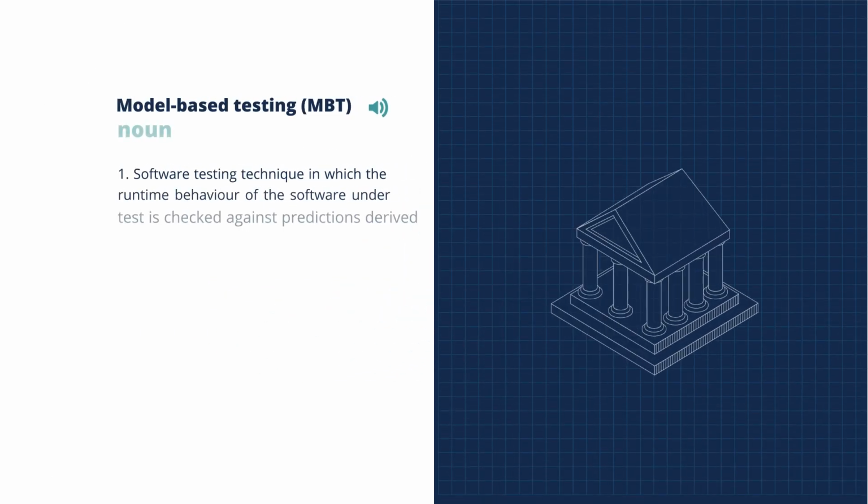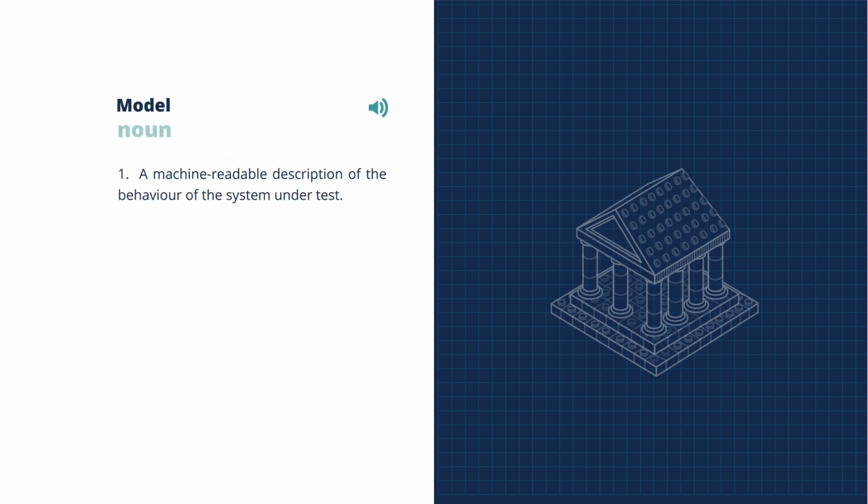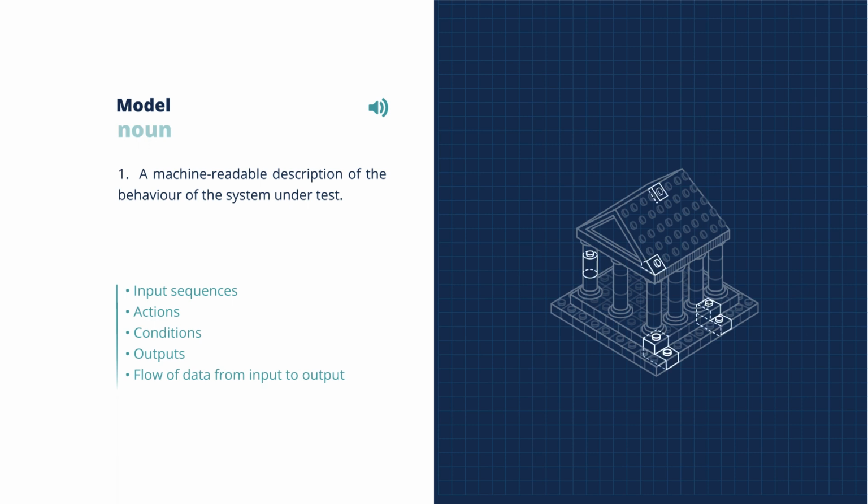Model-based testing is a software testing technique in which the runtime behavior of the software under test is checked against predictions derived from a model. In a general sense, all software testing is model-based. In a narrow sense, we use the term MBT to describe the testing based on well-structured models. A model is a machine-readable description of the behavior of the system under test expressed as input sequences, actions, conditions, outputs, and flow of data from input to output. The model serves as the basis for test coverage point discovery.